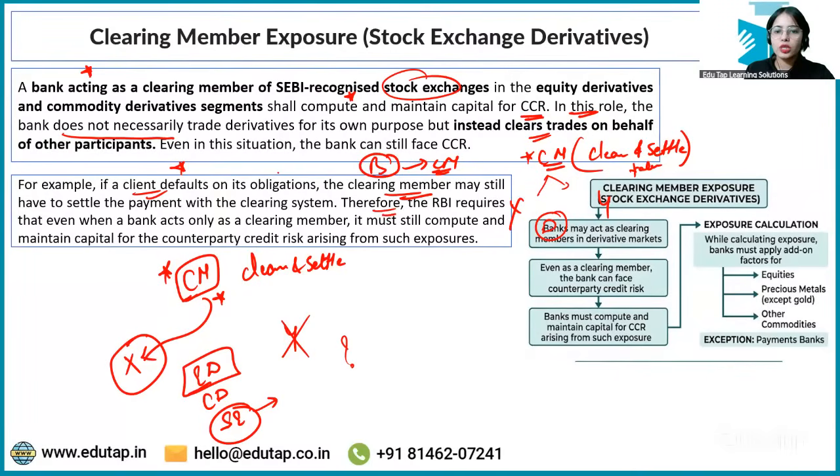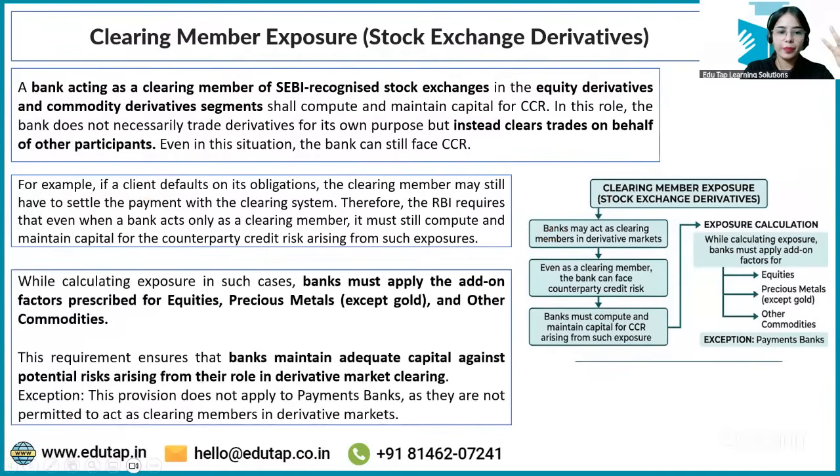Yes. Therefore, the RBI requires that even when a bank is acting as a clearing member, it must still compute the counterparty credit risk. It must still compute the exposure and maintain the capital against that exposure. Okay. So while calculating the exposure in such cases for the equity derivatives or for the commodity derivatives, the requirement of the add-on factor will continue.